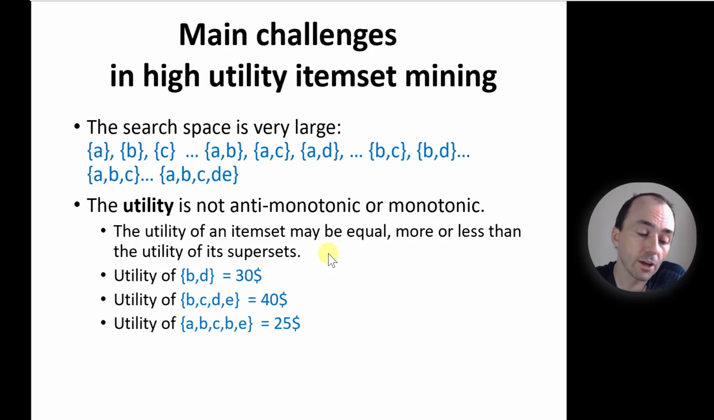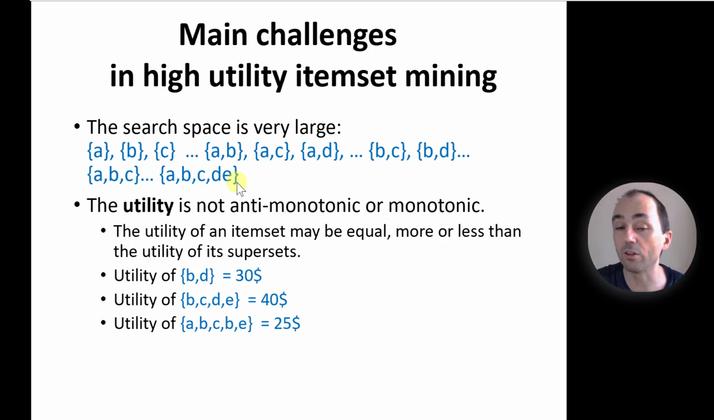So this problem, high utility item set mining, is interesting because it has some practical applications, like finding what makes the most money in a store, okay? It could be applied to other things. But also, it is a difficult problem. Why? For 2 reasons, okay? First, the search space is very large. If you want to find the solution to the problem of high utility item set mining, you need to look at many combinations of items, like A, B, C, AB, AC, AD, BA, BC, and so on, okay? Then ABC, BCD, and so on, and then ABCDE.